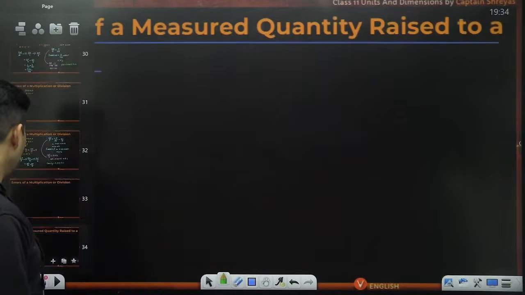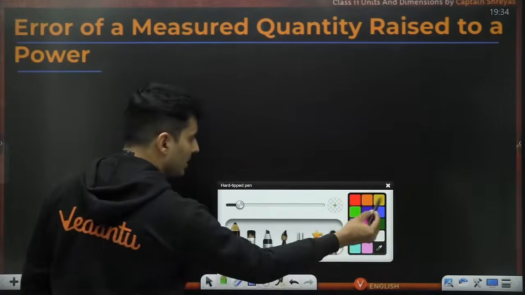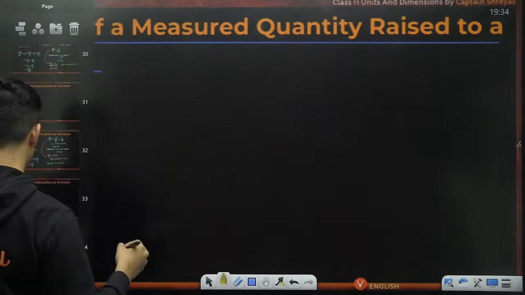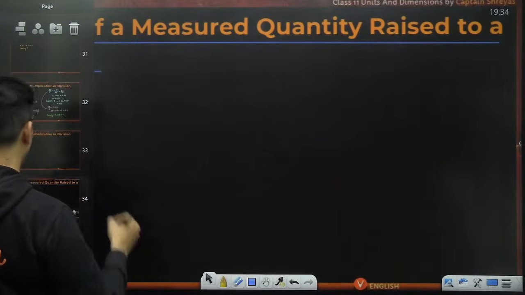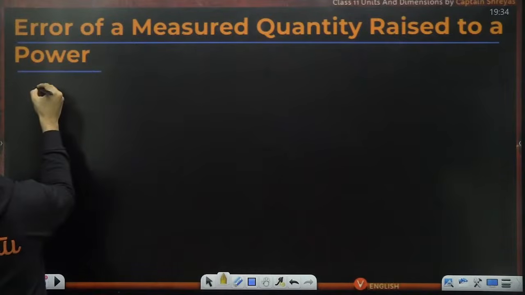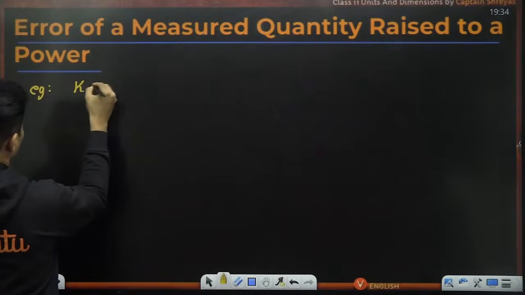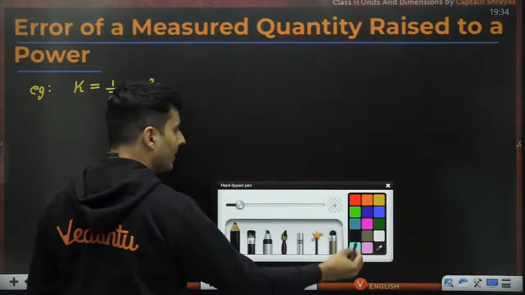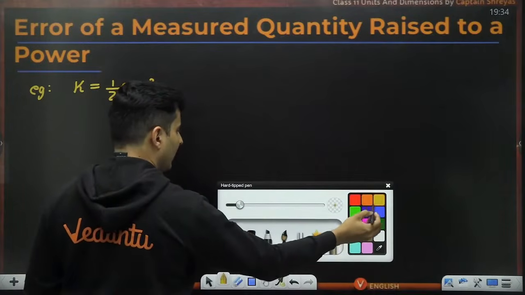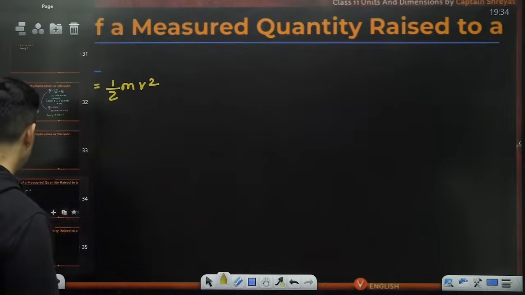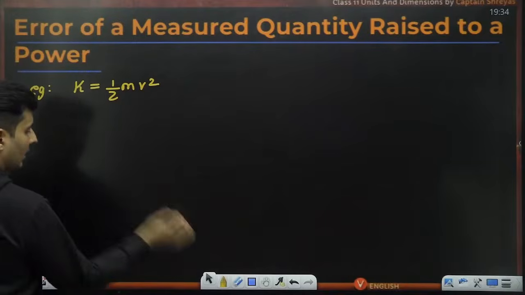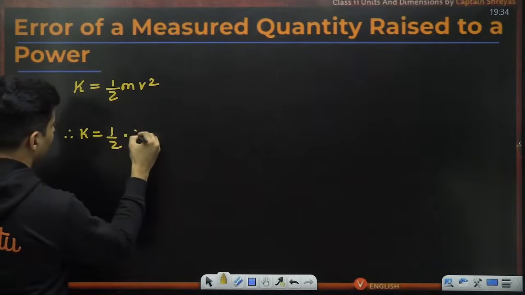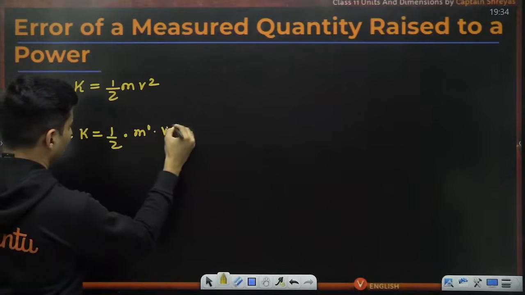But sir, can you do some quantities which are not multiplication and division exactly, but something like that? Say for example, I tell you, kinetic energy is half mv square. Kinetic energy is half mv square. Now, what I can do over here, I can just write it as, kinetic energy is half, a constant, multiplied by m raised to 1 into v raised to 2.